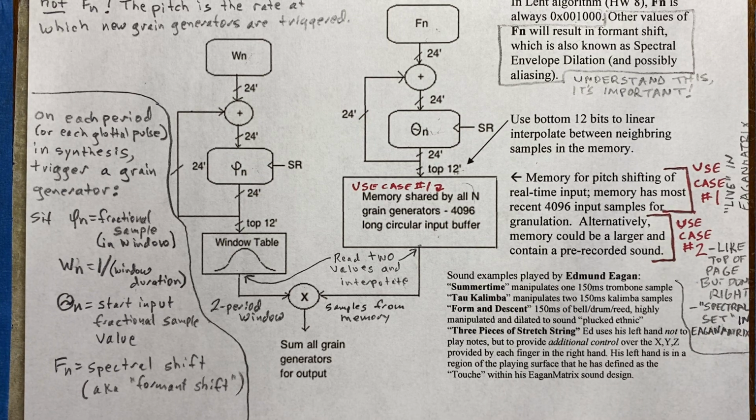This is a Tal kalimba, which, in this case, uses two 150 millisecond kalimba samples. I'll play you the example first. And I very much like this example. Is this the right pitch shifting method for a kalimba, for a thumb piano? Maybe not, but it's awfully beautiful and I think musically quite intriguing.